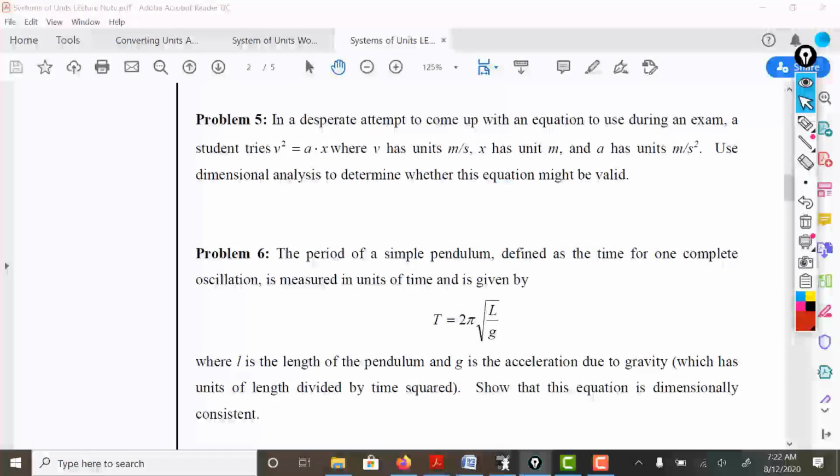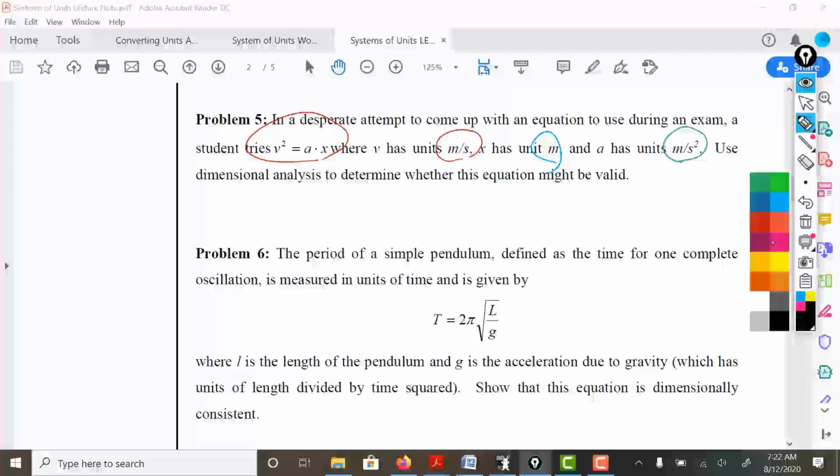In a desperate attempt to come up with an equation during an exam, the student tries this formula right here. V has these units, X has these units, A has these units, and I should use a different color for all of these. Let's see if this is correct. So if I look at this, V squared equals A times X.